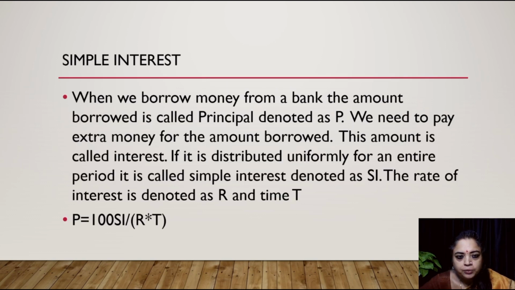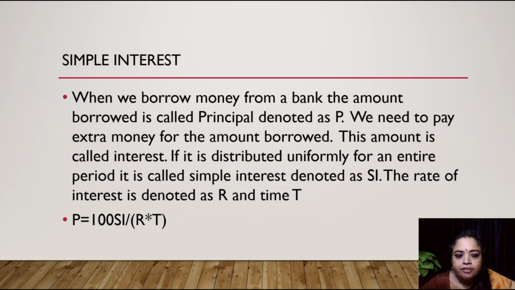As you all know, when we borrow money from a bank, the amount that is borrowed is called the principal amount. It is denoted as capital P. And we need to pay extra money for the amount that is borrowed from the bank. This amount is called interest. If the interest is distributed uniformly for the entire period of time for which you are borrowing money, then it is called simple interest and it is denoted as SI.